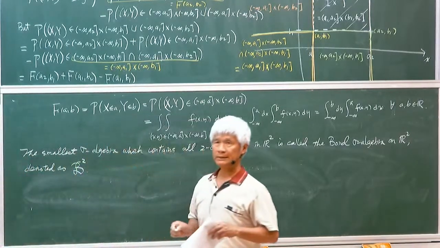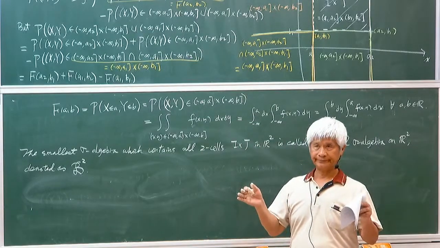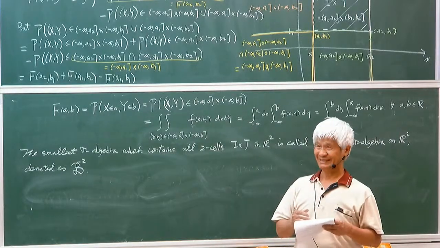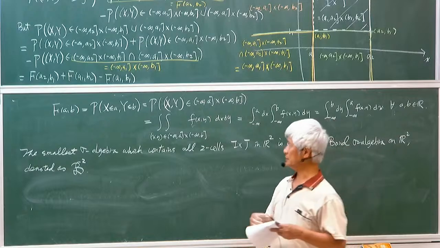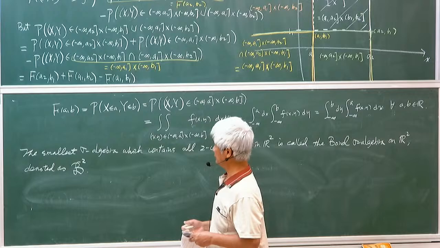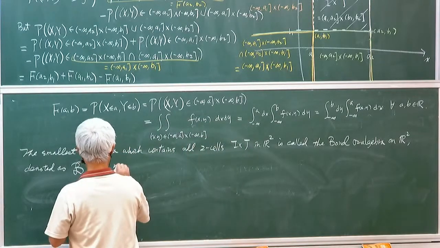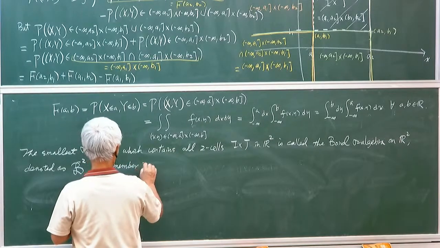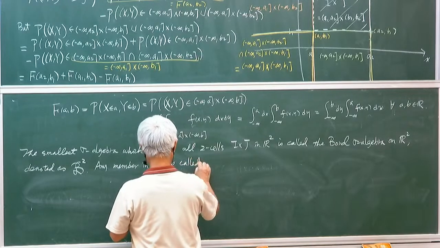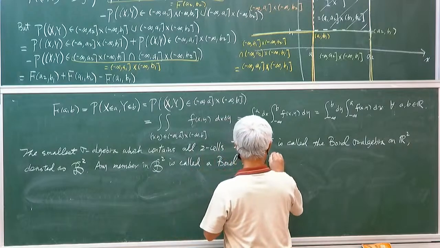So starting with two cells, we can take complements, countable unions and countable intersections, and so we can form a sigma algebra. Any member in B of R square is called a Borel set in R square.